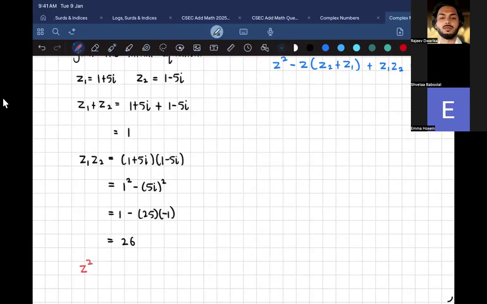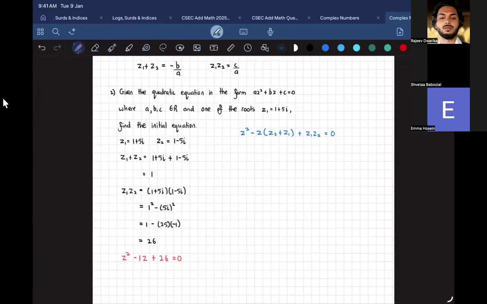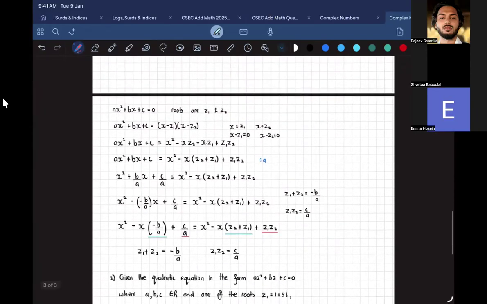Right, so Shweta, as you can see, if I want to find the quadratic equation, I know what the sum of the roots is, and I know what the product of the roots is. So I could just use this theorem and get my original quadratic equation. So it'll be z squared minus the sum of the roots. Sum of the roots is 1, so minus 1z, plus the product of the roots. The product of the roots is 26, and that'll be equal to 0. Tell me if you understand that.